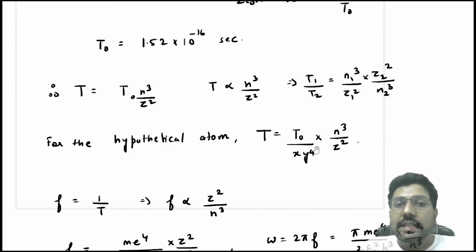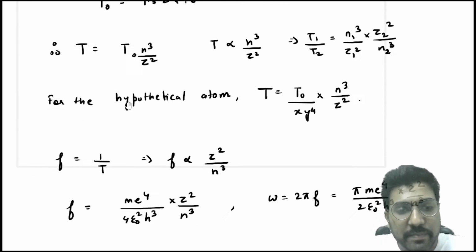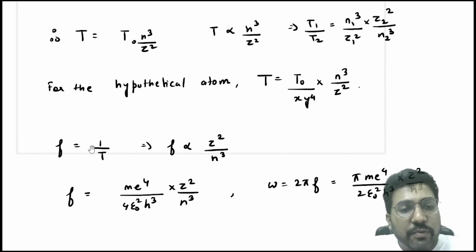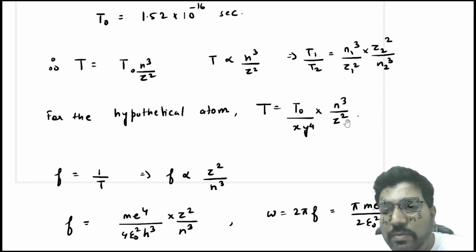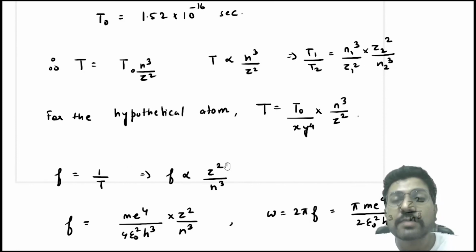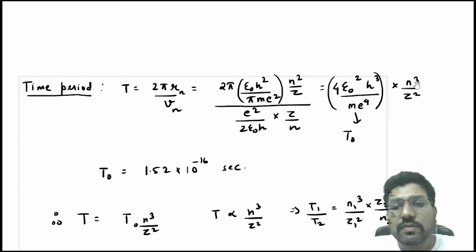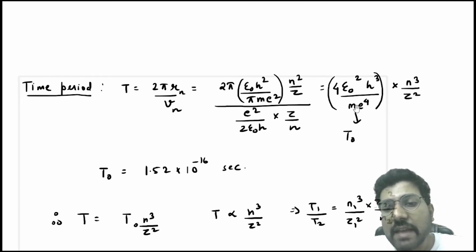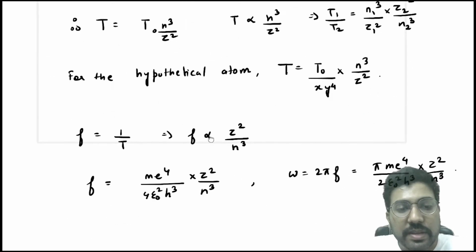Okay, the next thing that we will discuss is the frequency, and the frequency is very simple. Frequency is 1 by time period. That means if time period is proportional to n cube by z square, frequency will be proportional to z square by n cube, right? And from here just reverse it and you will get the frequency. So frequency will be m e power 4 divided by 4 epsilon naught square h cube into z square by n cube.